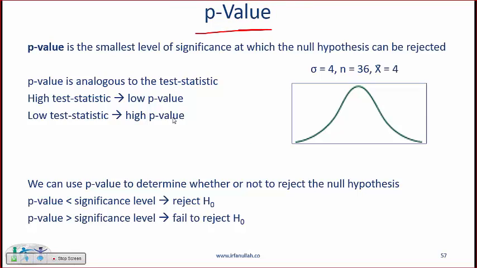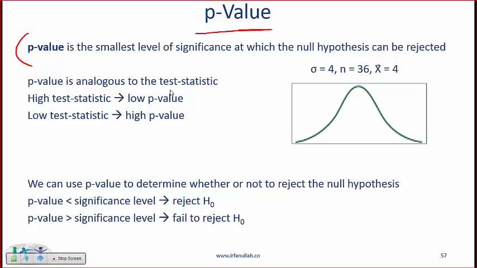Another important concept is the p-value. And people get confused by this. At the very least, you need to understand how to use this, whether or not you fully understand it at this stage, but you need to know how to make this work on the exam. So remember this definition. P-value is the smallest level of significance at which the null hypothesis can be rejected.